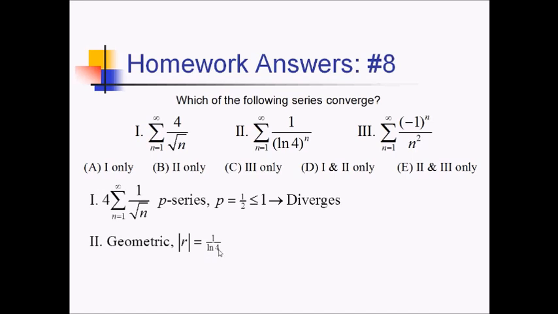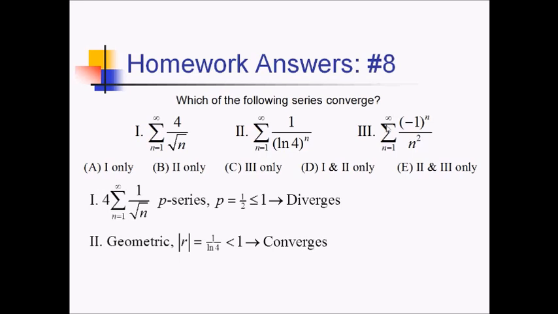ln of 4 is a number that is bigger than 1, because ln of e would be 1, and e is about 2 point something. So I'm dividing 1 by something bigger than 1, which means the overall result is something that is less than 1. Since we're less than 1 by the geometric series test, this is going to converge as well.